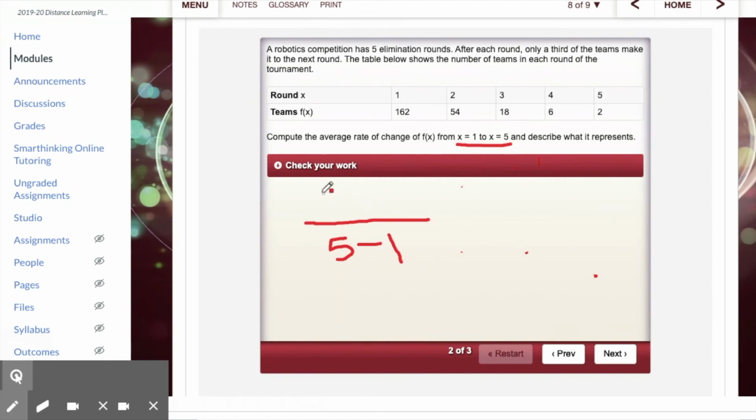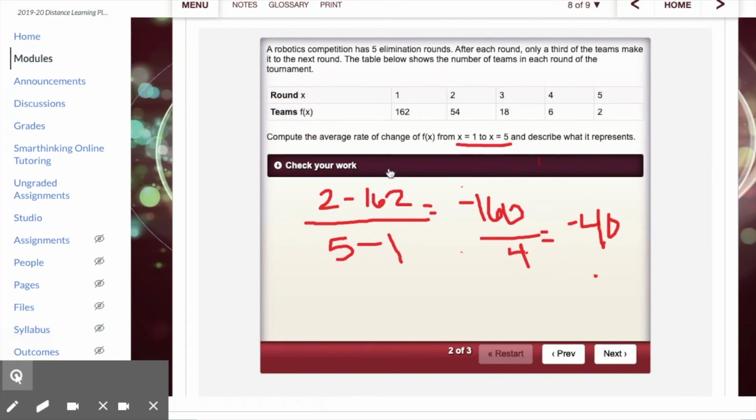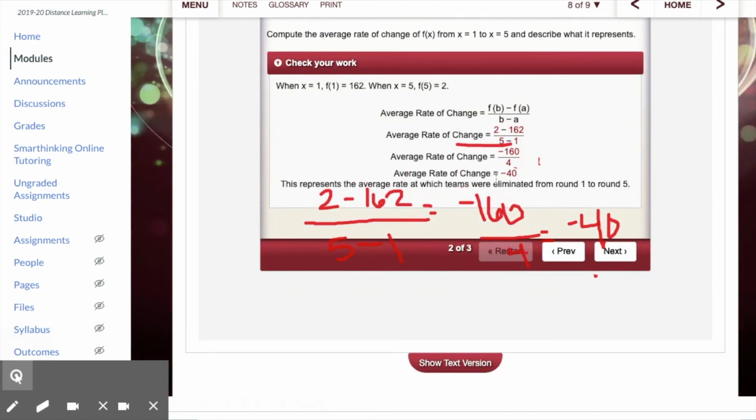And then on the 5th round, there's 2 teams left, and on the 1st round, there was 162. So I want to make sure I write those in order. 2 minus 162 is going to be negative 160. 5 minus 1 is 4. Okay, so it looks like there's our average rate of change. I'm going to see if I can divide that, and it looks like I can. I get negative 40. So it looks like the average rate of change is negative 40 teams per round. So let's see what we got if that was correct. It looks like it is negative 40 teams per round.